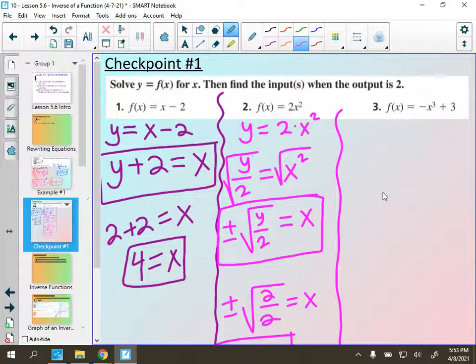All right. Last one. Just a cubic. Nothing like crazy here. It's very similar to this last one, although there's one slight thing here. Let's see how we do.